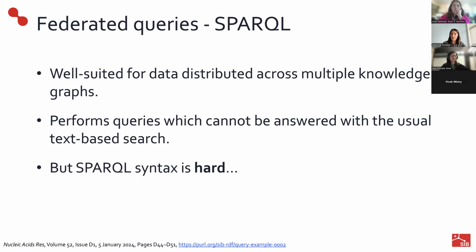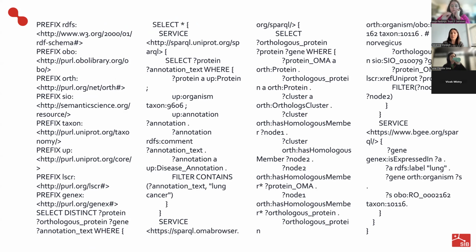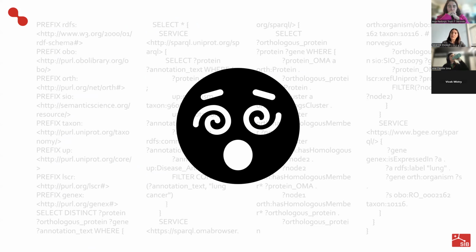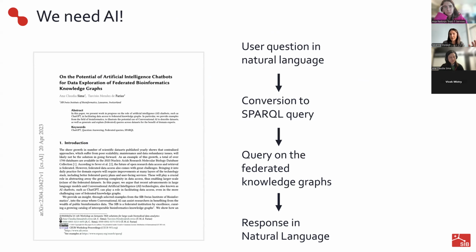This is very powerful, but the SPARQL syntax is very hard. So this is an example of a SPARQL query. Without a very sharp expertise in semantic web and SPARQL, it is very hard to create a SPARQL query by yourself. That's where the usefulness of AI comes to play.